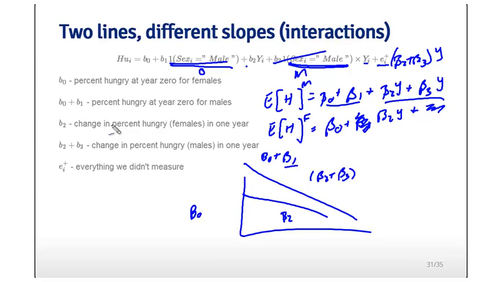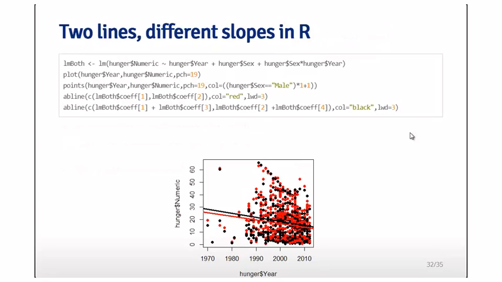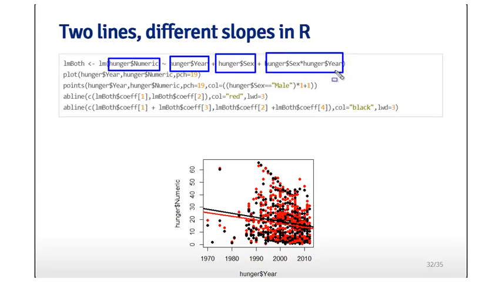Beta 1 is the change in the intercept between the two groups. Beta 3 is the change in the slope between the two groups. Notice the new variable that we included is an indicator variable times year. All we did was include the indicator variable times year. And so here we fit it. We have our outcome, the percent hungry, we have year, we have gender, and we have gender times year.